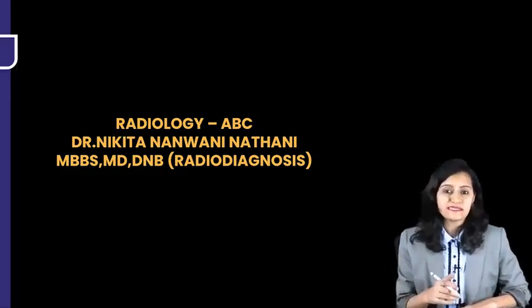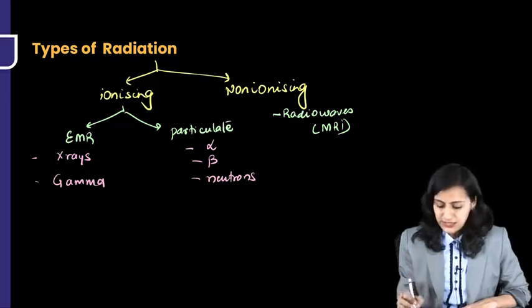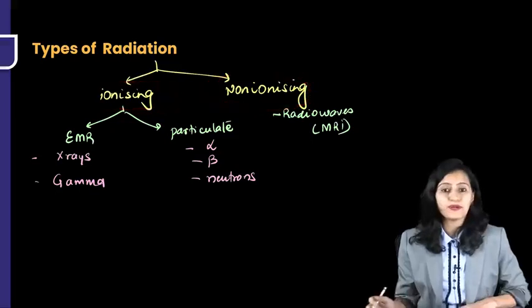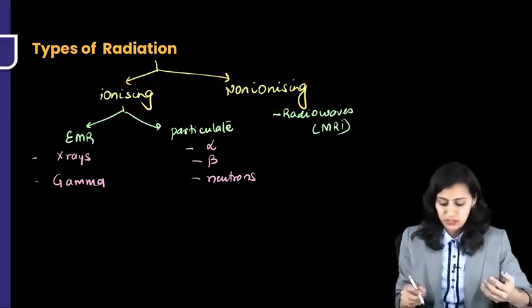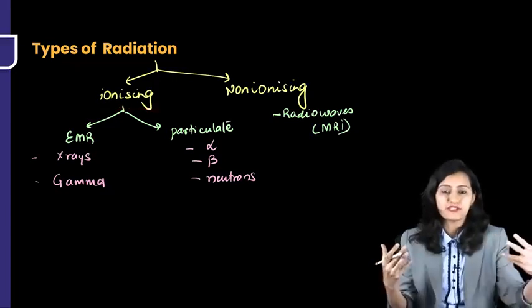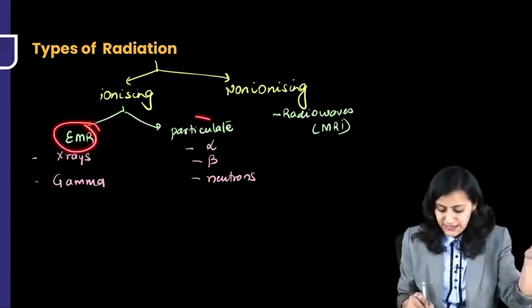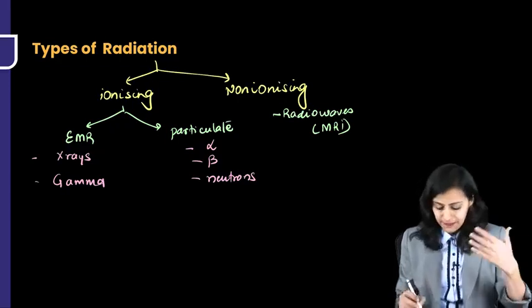So starting with the basics, the black and white of radiology. So what are the types of radiation? Now the types of radiation are ionizing radiation and non-ionizing radiation. Which is bad? Of course, the ionizing radiation, because ionizing means that it causes ionization, generation of free radicals and DNA damage. So in the types of ionizing radiation, we have electromagnetic radiation and particulate radiation.